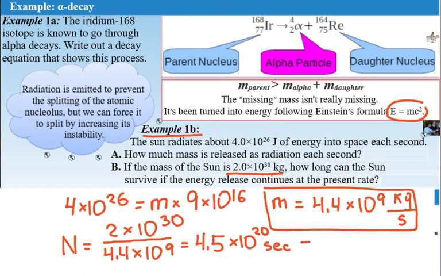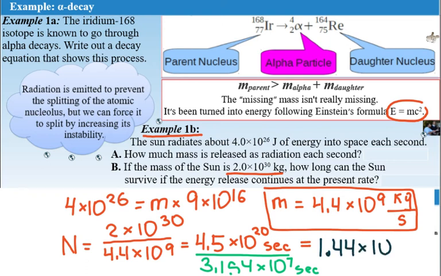And if I convert this into years, there are 3.154×10⁷ seconds in 1 year. So this gives me the answer in years, which is 1.4×10¹³ years.